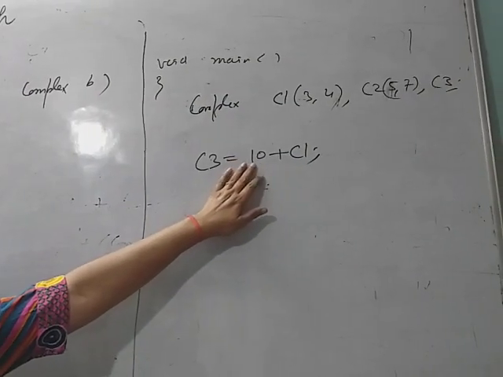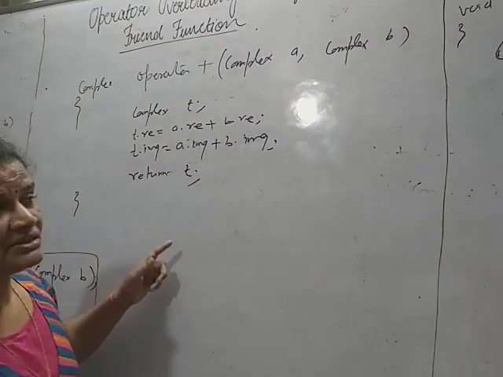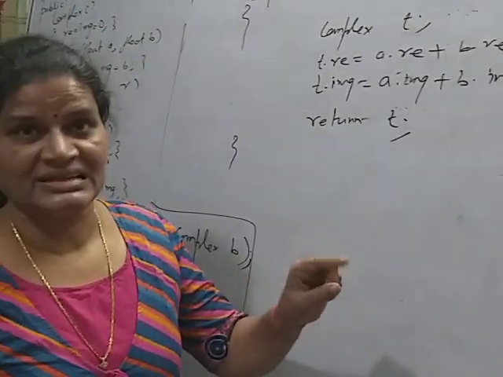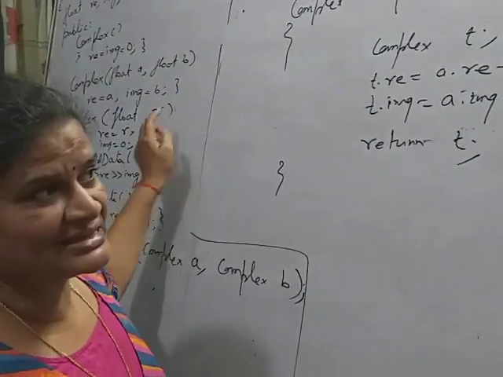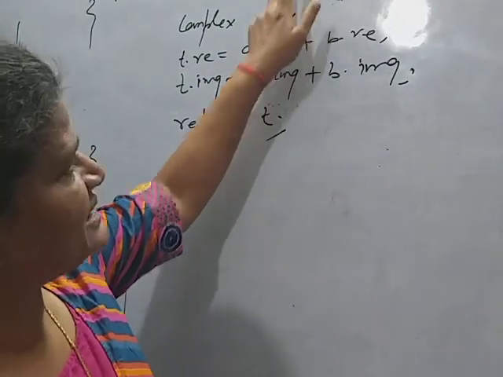Again here the basic data type 10 is converted into the user defined object of the class complex by calling the one argument constructor, and it creates a nameless object, and both the objects will be passed to this friend function.